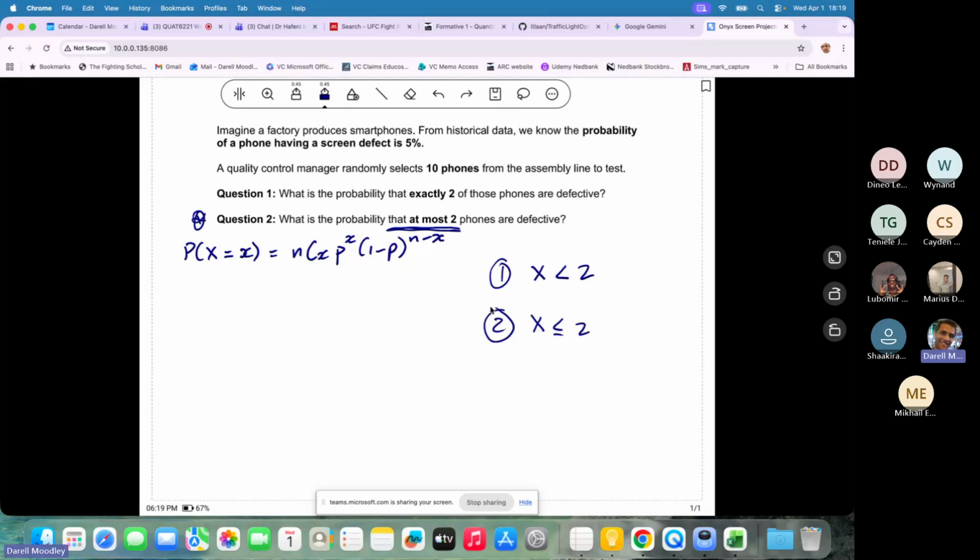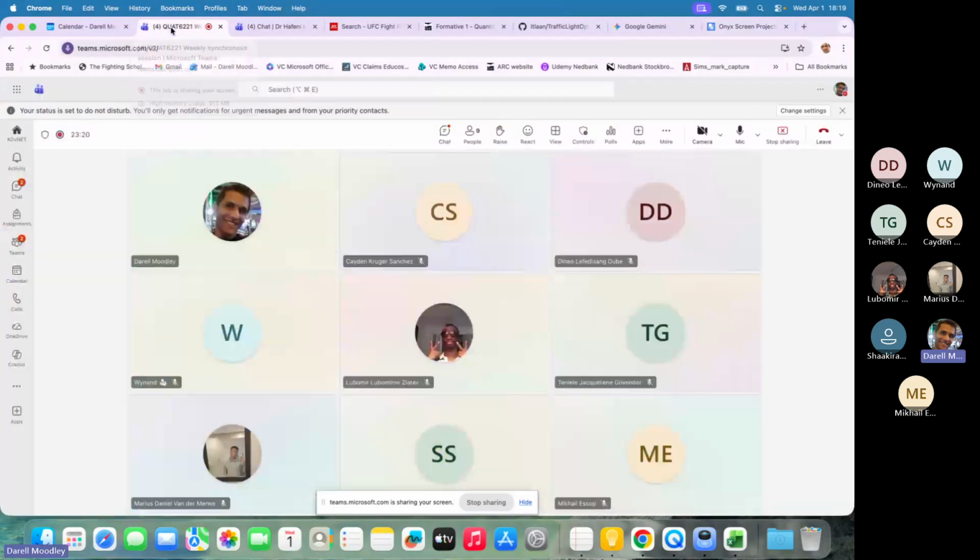Put your opinion in the chat. So if we say at most 2, are we talking about X less than 2 or X less than or equal to 2? And it makes a big difference which one you answer. So is it option 1 or is it option 2?